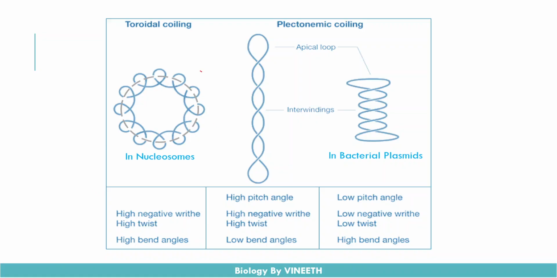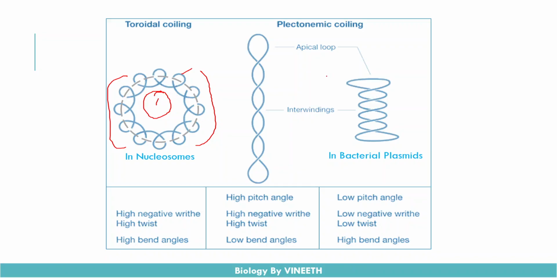This is what a simple nucleosome structure is. In the central axis you will have a lot of histone proteins. These histones contain basic amino acids, the positively charged amino acids. These positively charged amino acids wrap the negatively charged DNA over themselves, so that forms a toroidal coiling, or a kind of solenoid model.